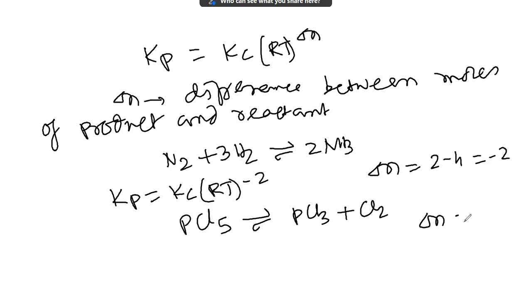In this case, del n is equal to 1. All of them are gaseous state. Kp equals Kc (RT) to the power 2 minus 1, that is 1.